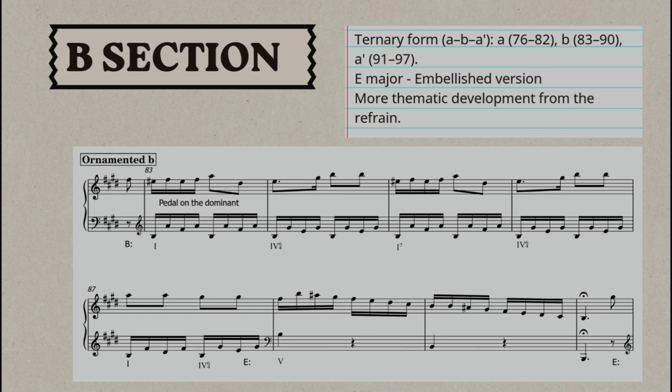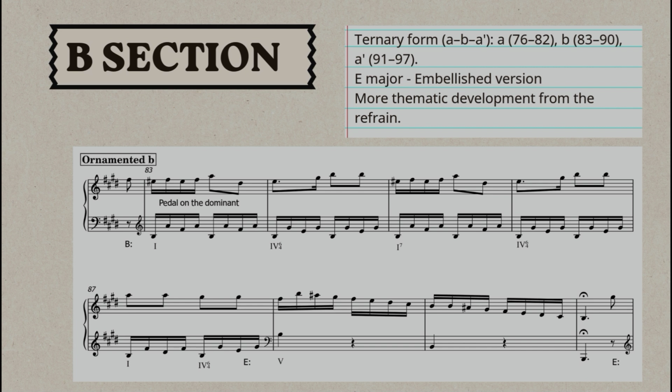Like couplet 1, it is in E major, the parallel major, but Haydn now enriches the texture or figurations, hence it is sometimes described as ornamented. This section again follows a ternary form, ABA prime, which means that A occupies bars 76 to 82, B 83 to 90, and A prime 91 to 97.